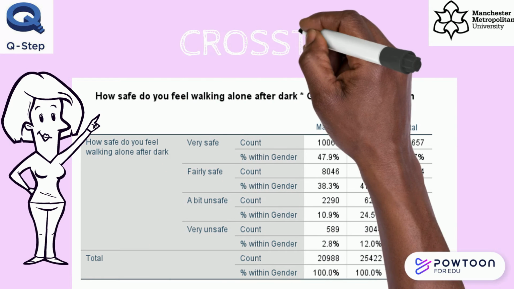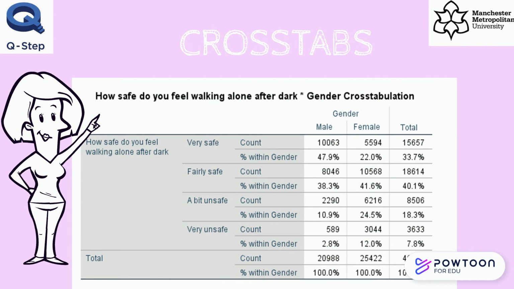So now we have analysed our chi-square and Cramer's v tables, we can take a look at the overall crosstab. Let's look at the category very safe and the corresponding percentages for male and female. We can see that more males compared to females feel very safe walking home after dark.